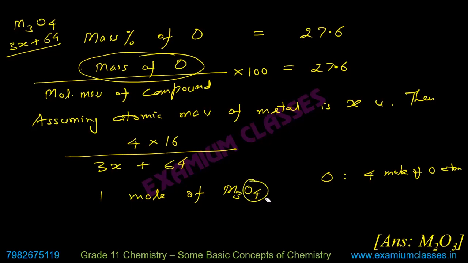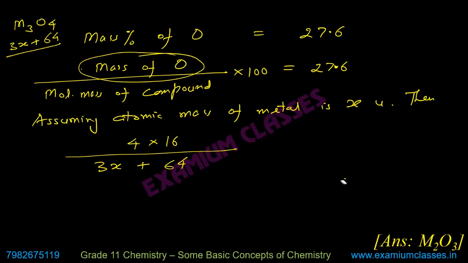Because there are 4 oxygen atoms, so 4 times oxygen atoms. And what will be the molar mass of this one? 3x plus 4 into 16, that is 3x plus 64. Because we have considered 1 mole, that's why. So the assumption is that we have 1 mole. For 2 moles, it will be the same thing because ratios don't change. Only there will be 2 into here and 2 into here, and the 2 and 2 will get cancelled. So we will always consider 1 mole into 100 equals 27.6.